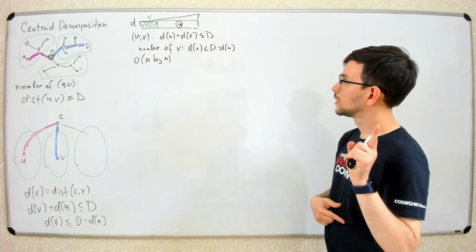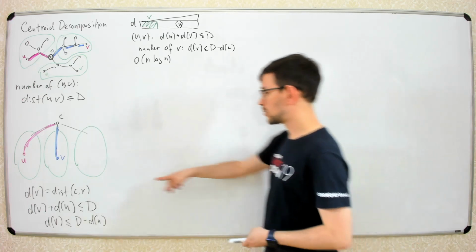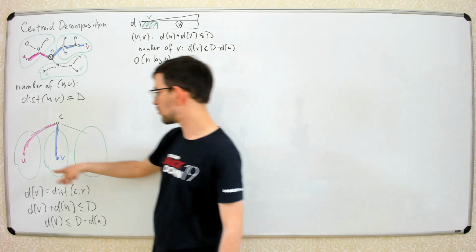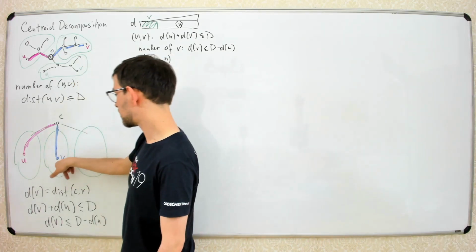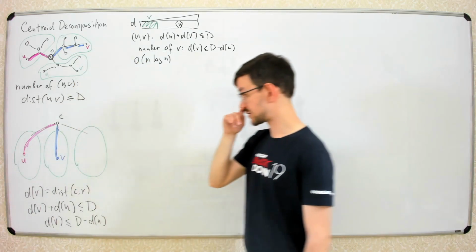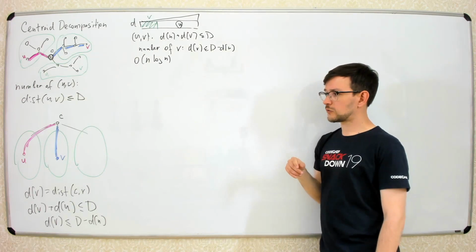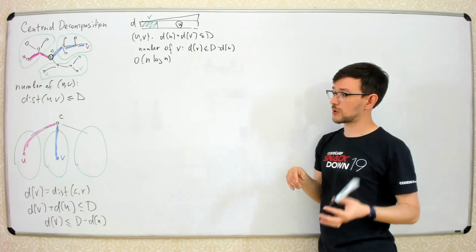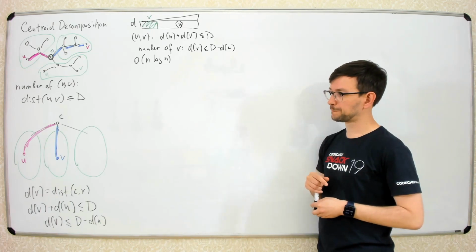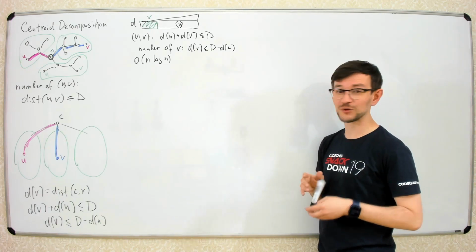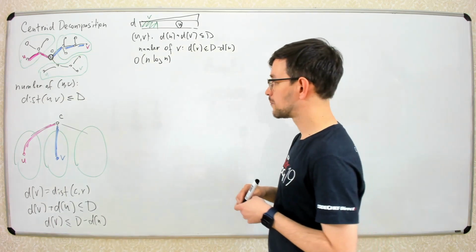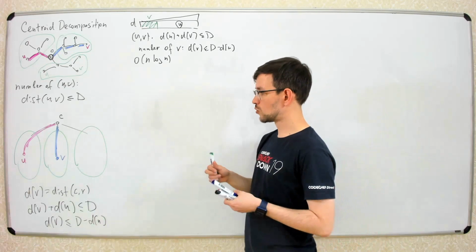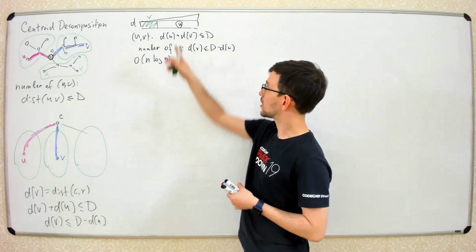Now, in this problem, we need to do something slightly different. We need to calculate the number of pairs U, V such that they belong to different subtrees. There are different ways to solve this problem. The first way is to use the following method. We can use, let's say, a binary search tree to have a kind of sorted array.